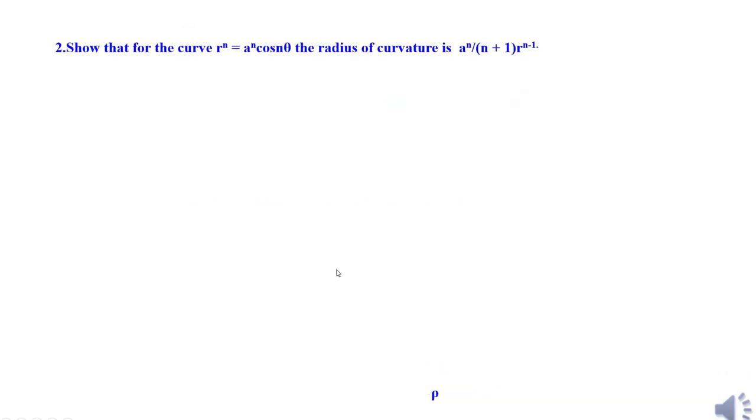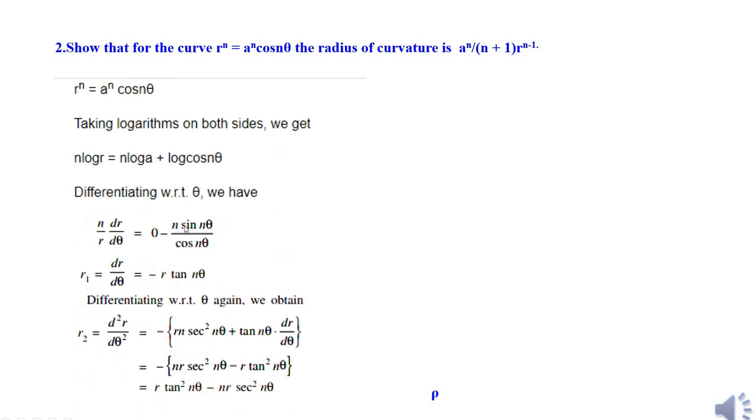So here is another problem to find the radius of curvature when you are given the polar form. Show that for the curve r^n equal to a^n cos n theta, the radius of curvature is a^n divided by (n plus 1) into r power (n minus 1). You are given r^n equal to a^n cos n theta to be the curve in polar form.